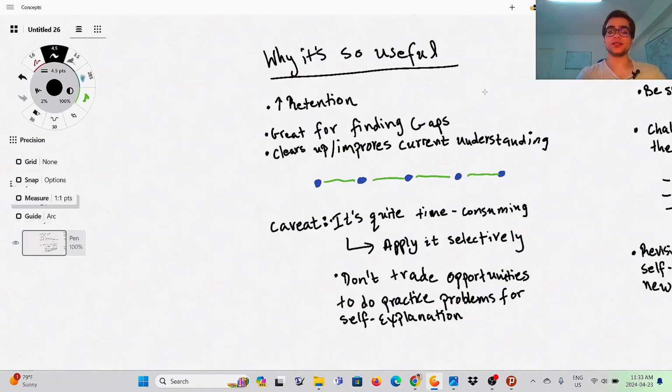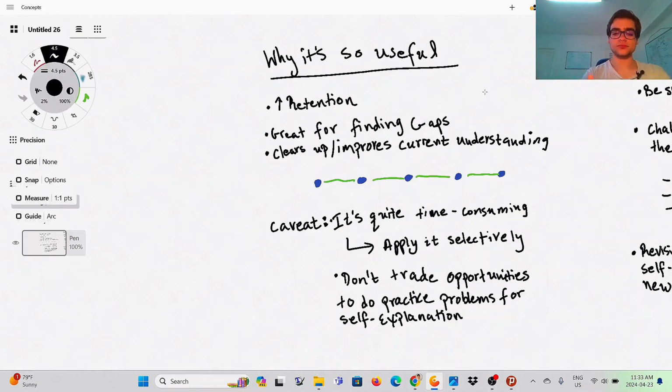So you want to apply it selectively. It's one of those things where you have to really think, well, is this an important enough concept, subject, idea, and how well do I understand it? So unlike other retrieval techniques like flashcards or brain dump / free recall, it does take quite some time, but it is really good for finding gaps. And the reason why it's good for finding gaps, and we'll see it in the next section, is that there's a specific way to do it that allows for it.